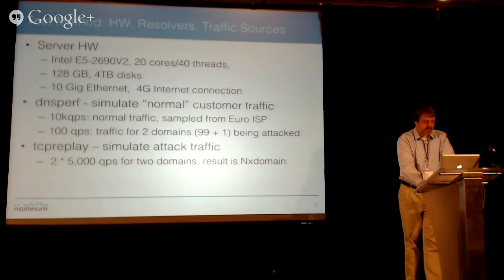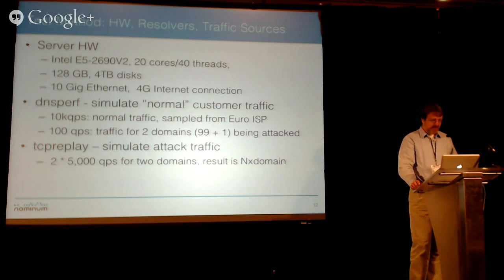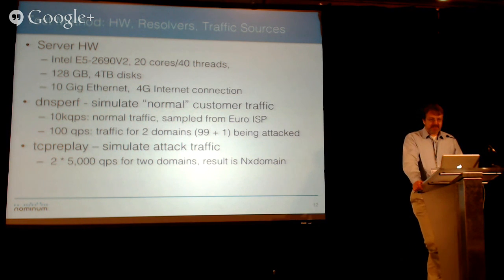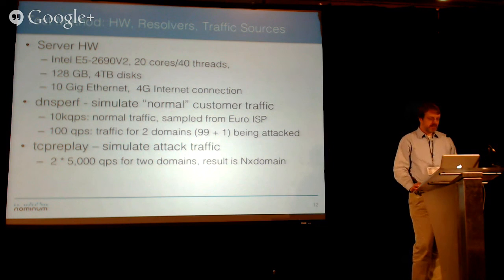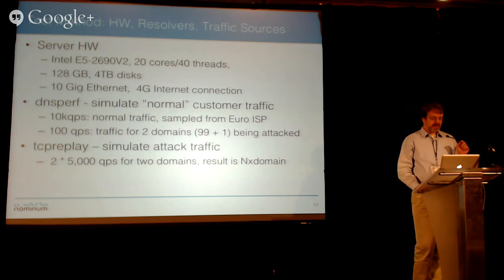So, more details: the server hardware was some beefy machines with 10 gig interfaces and 4 gigs of internet connectivity. I used DNSPerf, a tool some of you might be familiar with, to run the normal traffic as well as the domain traffic. So I made 2 DNSPerfs. One ran at 10,000 QPS, which had the sampled customer traffic in, and one ran at 100 QPS that just asked for the 2 domains. So 99 questions for the domain with 100 QPS and 1 for the domain with 1 QPS.